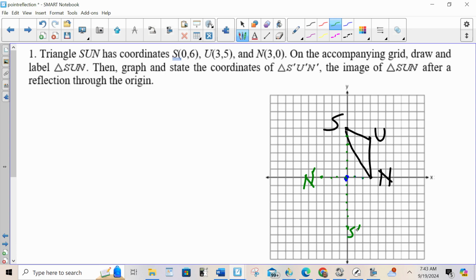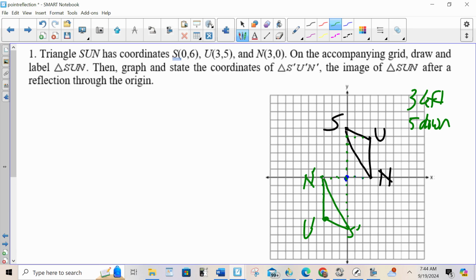Now, I want you to watch very carefully with U, because those two happen to go in one direction, but for the most part, it'll go in two directions. So to get from U to the origin, I'm going 1, 2, 3 left, 1, 2, 3, 4, 5 down. So whatever I do to get from U to the origin, I do the same thing. 1, 2, 3 left, 1, 2, 3, 4, 5 down. That's my U prime. So I got my S prime, my U prime, my N prime, and that's it.